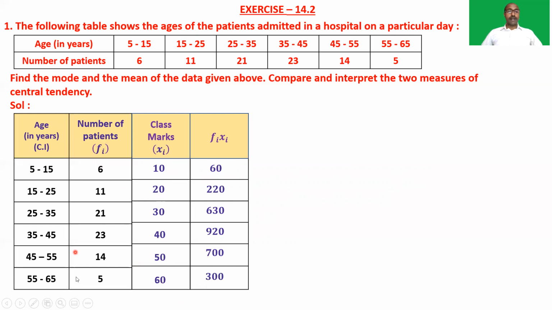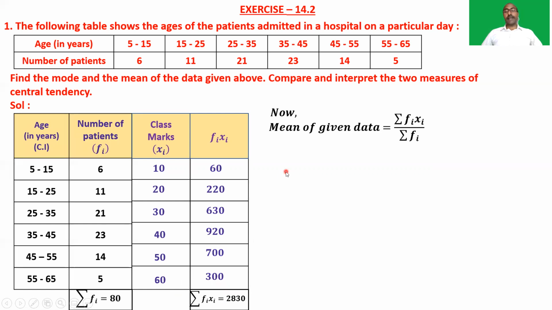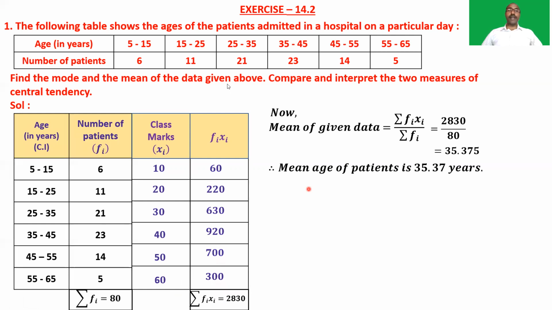Now, the sum of these frequencies is given by sigma fi equal to 80, and the sum of the values fi xi is denoted by sigma fi xi equal to 2830. Now, the mean of the given data is equal to sigma fi xi by sigma fi. So, 2830 by 80, which is equal to 35.375. So, the mean of the given data is 35.375.